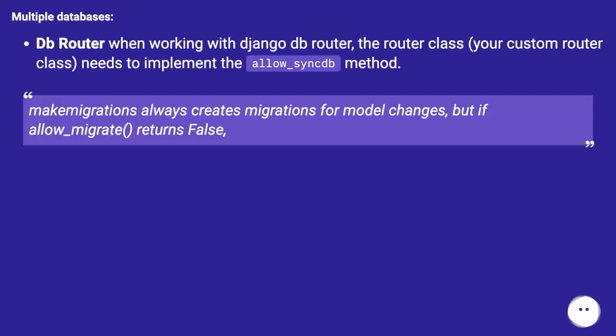Multiple databases, DB router: when working with a Django DB router, your custom router class needs to implement the allow_migrate method. makemigrations always creates migrations for model changes, but not if allow_migrate returns False.